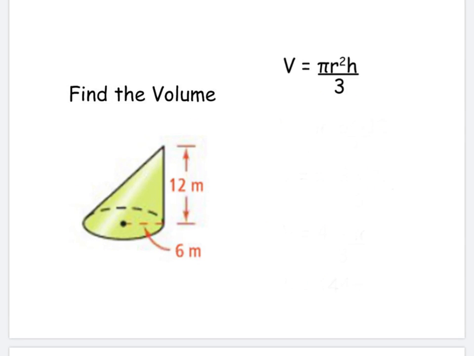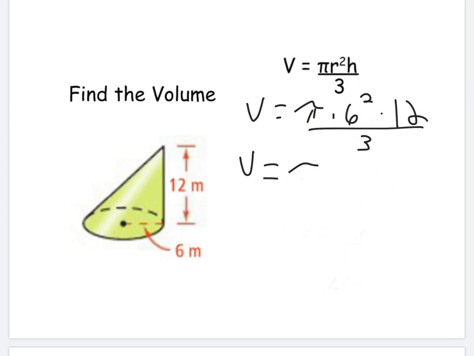Let's take a look at one more example. We still have the same formula, volume equals pi r squared h divided by 3. So I have volume equals pi times the radius. This time we do have the radius in the picture, it's 6, squared, times the height, which is 12, divided by 3. So I have volume equals pi.